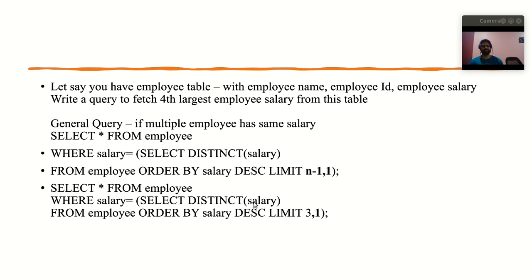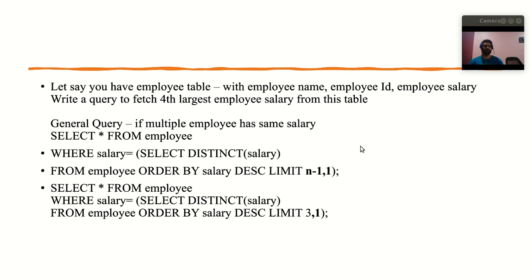Okay, so this is the whole query: select star from employee where the salary equals select distinct salary, because there may be a chance that different employees have the same salary. So for that we are using distinct from employee order by salary in decreasing order, and then limit 3 minus 1. Okay, so this is one of the MySQL interview questions you may get.